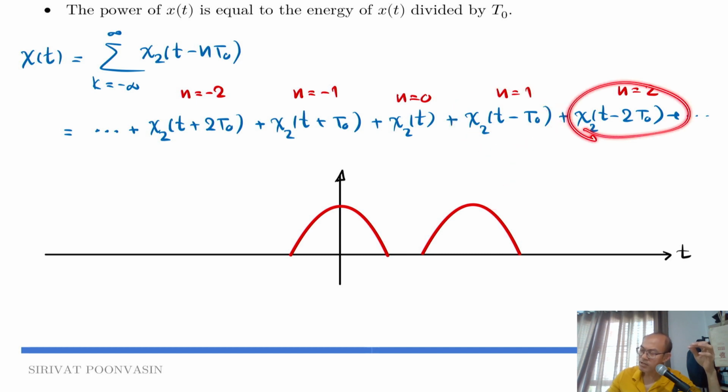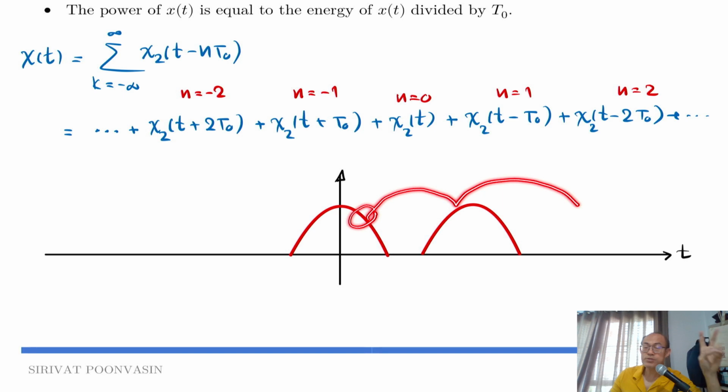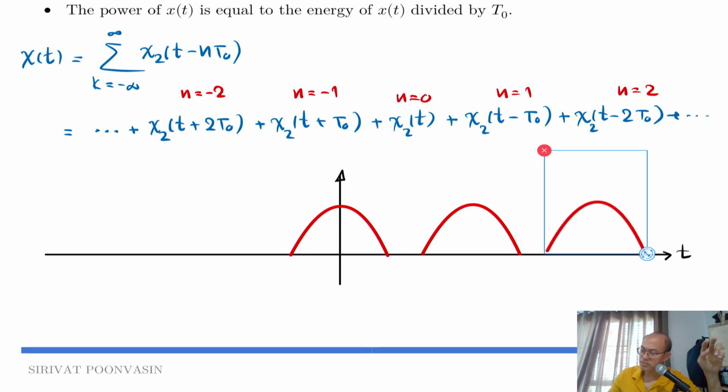Now what about this? This guy is this graph shifted one hop, two hops. Okay, 2 times to the right. Each time we shift it by t0. So it will be this. Okay, and so this is 0, right? And so this is t0, and this is 2t0.